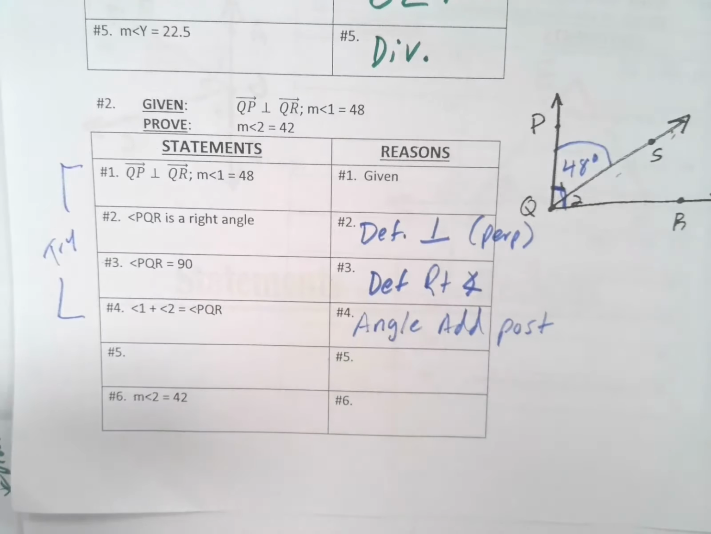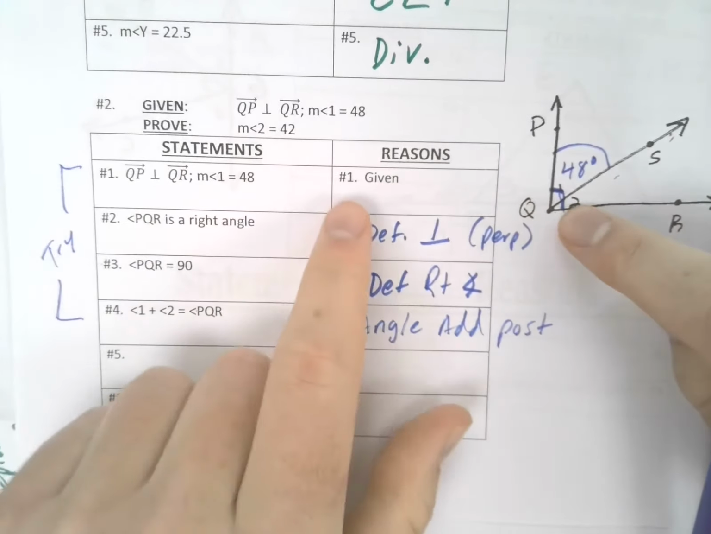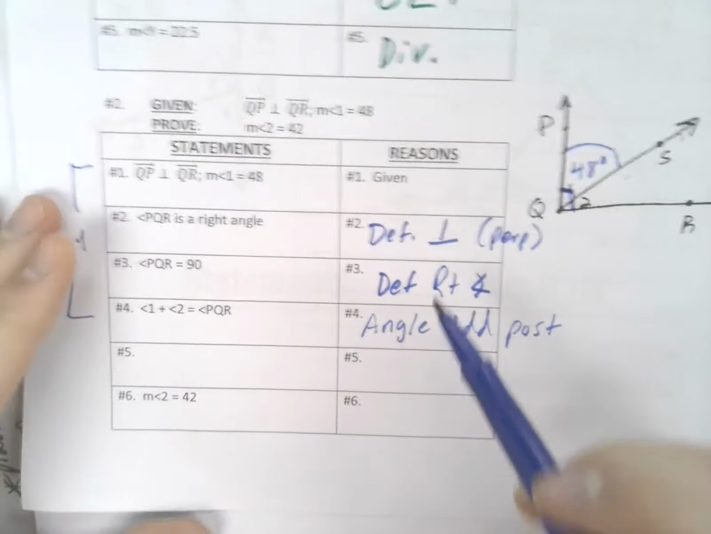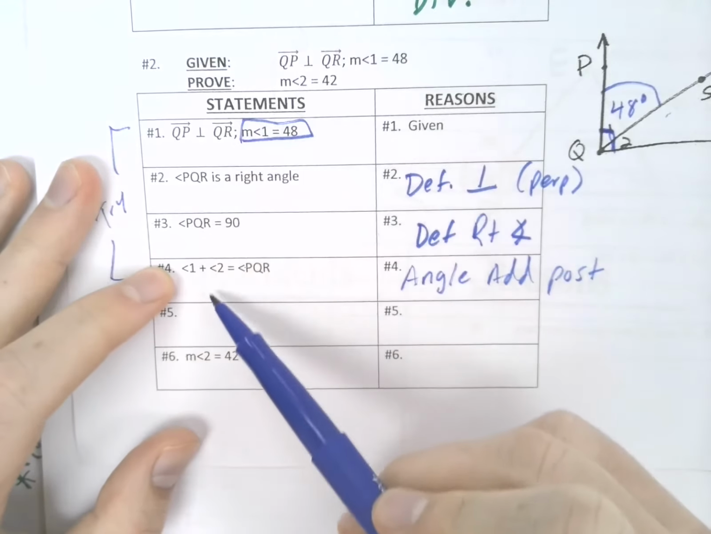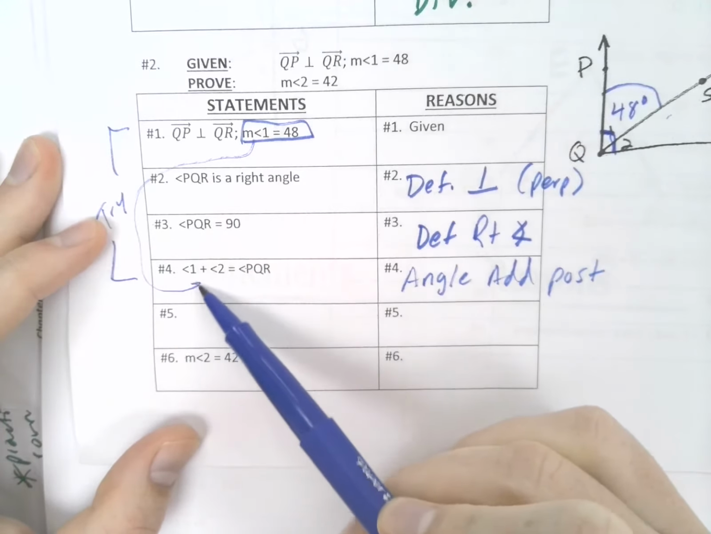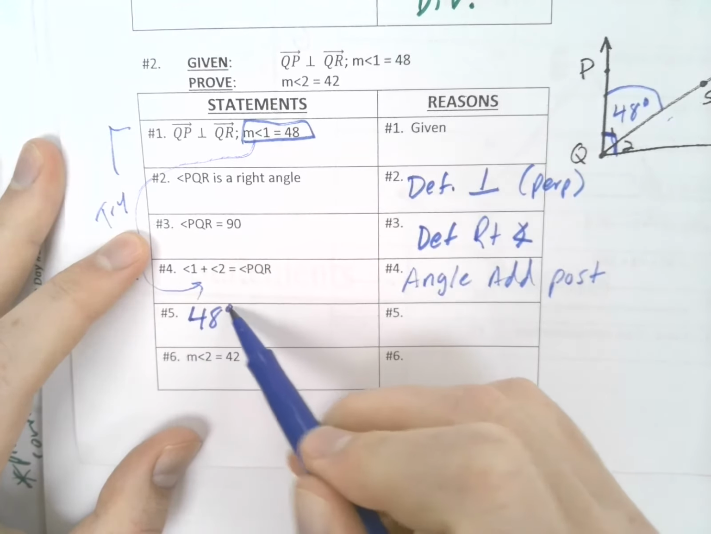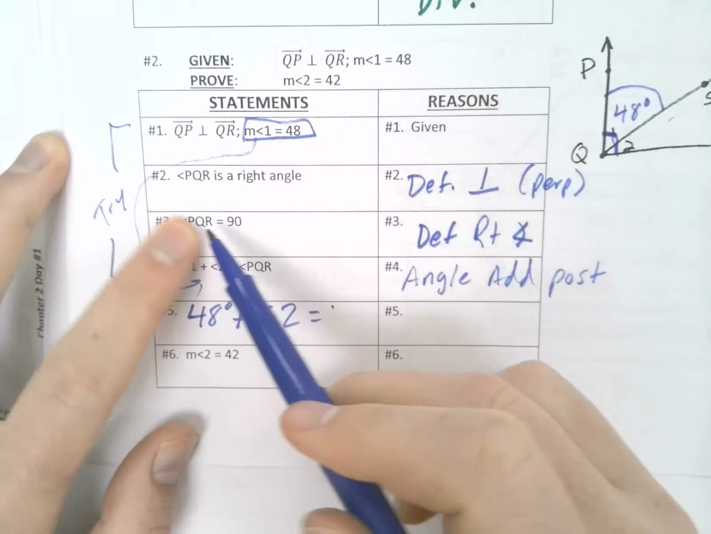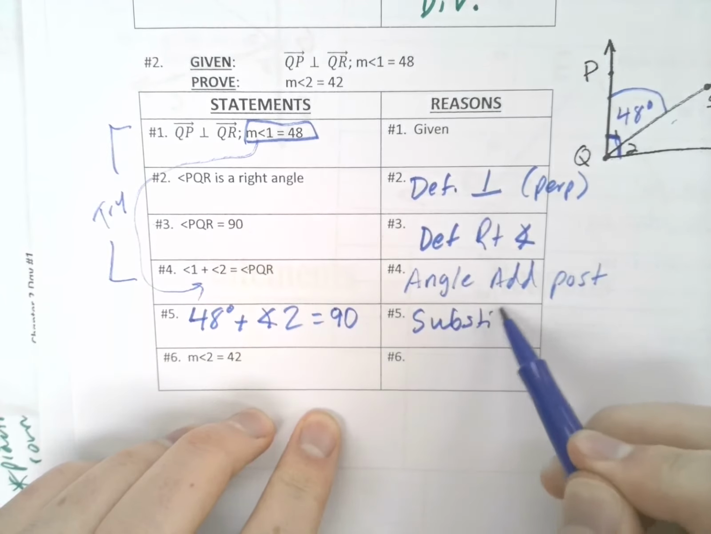And from there, we're going to start transitioning into using this picture over here, because we know if this is 90 degrees and angle 1 is 48 degrees, we can start doing some math to figure out exactly what we're going to have here. So what do you guys think we can do? If we know angle 1 is 48 degrees, what can be our next step? Oh, we can take this, plug it in for angle 1, and we know this is really 48 degrees plus angle 2 equals PQR. We just established that is 90. And we can use substitution to do that.